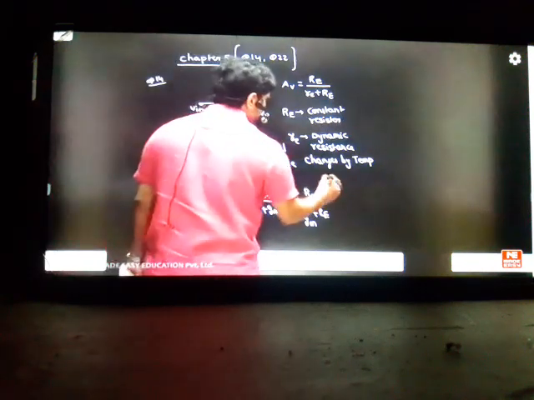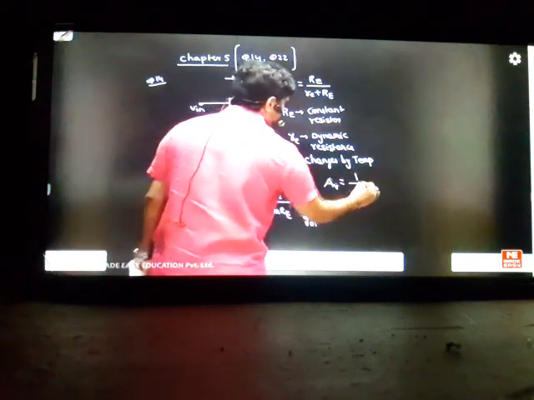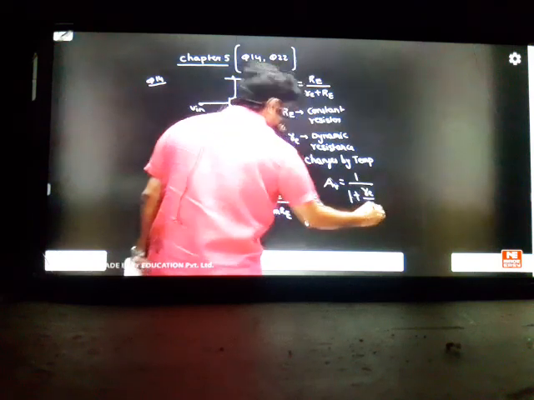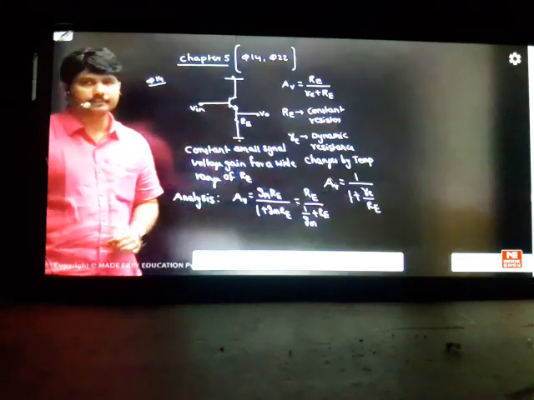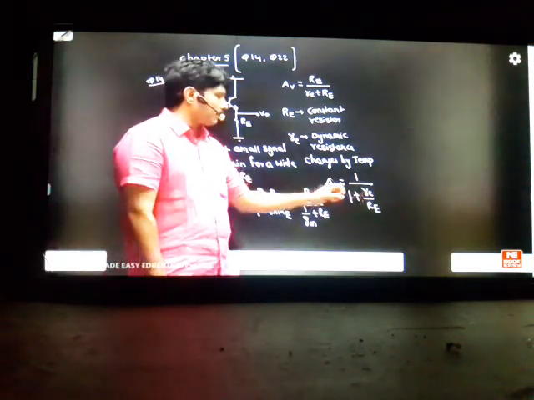So you can write this answer. AV is equal to 1 by 1 plus re by capital RE, you can write. Correct? Suppose you want the gain to become 1. It should be a constant 1. This quantity, re by RE, should be neglected. This is a constant value, but this is changing with respect to temperature.